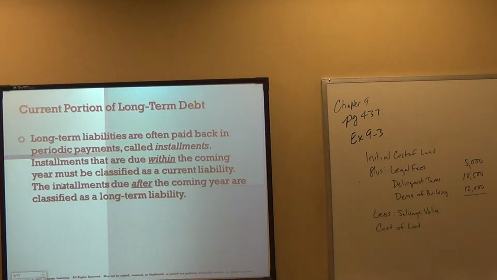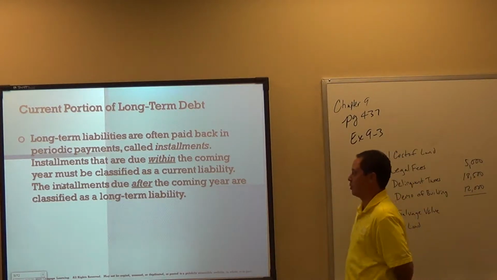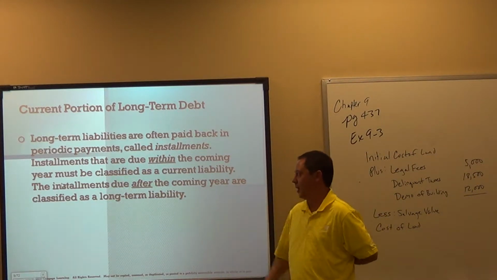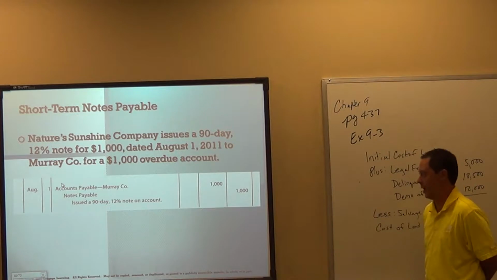All right, so long-term liabilities are often paid in periodic payments, so we may do it over installment times. And so sometimes that could be once a year, twice a year, every month, just depends. And so it must be classified as current liabilities, the ones that are going to be paid this year. Why? Well, they're going to be currently paid the next year, so that's why. So those installments due after the coming year are classified in the long-term liabilities portion of that.